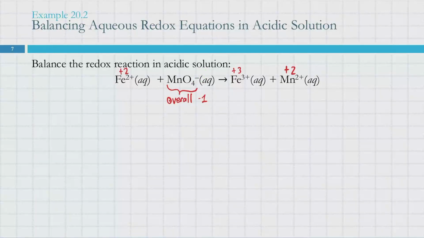Our oxygen will get its preferred -2. It's also ionic, so we could assign it that way. But we get a -2 for our oxygens, so from the oxygens we're getting -8. We have to have an overall -1. So what charge does our manganese need to have to balance? Yeah, it has to be a +7.